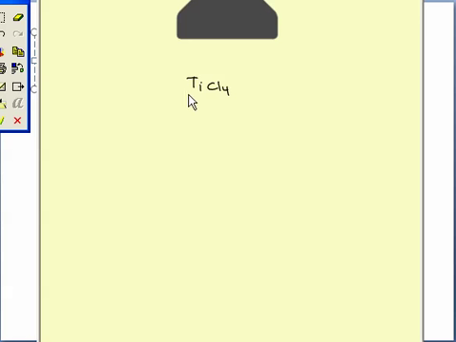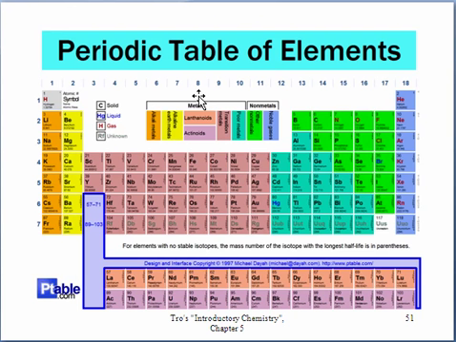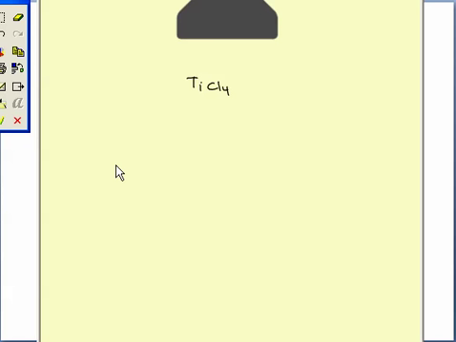So let's look at our first example, TiCl4. What I do is I always write down what I know. I know it's ionic because it begins with a metal, Ti. Here's titanium on the periodic table right here. So I'm going to write titanium, and then I know that this is chloride. It is a monoatomic ion. It only has 1 capital letter, and its name is based on the root and ends in "ide."